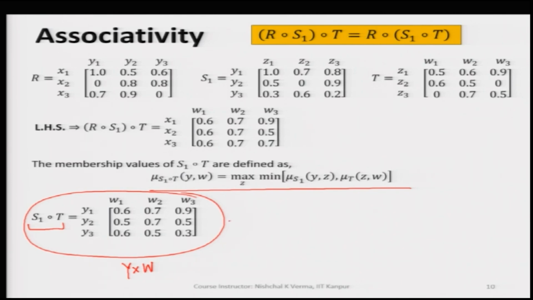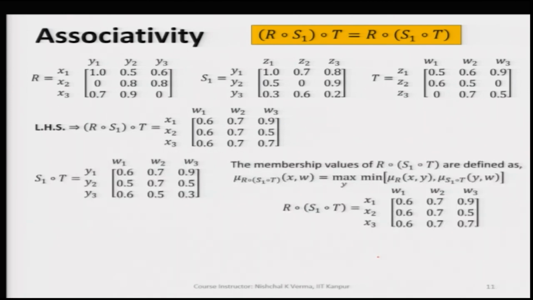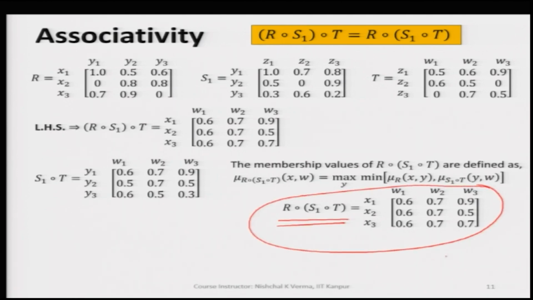S1 o T we already have. Now, let us take R and make a composition of this and let us see what we are getting. So, here when we do that, we get this outcome, and we clearly see that we are getting a new fuzzy relation matrix out of these compositions, which is defined in the universe of discourse capital X cross W. So, this is nothing but the RHS part.